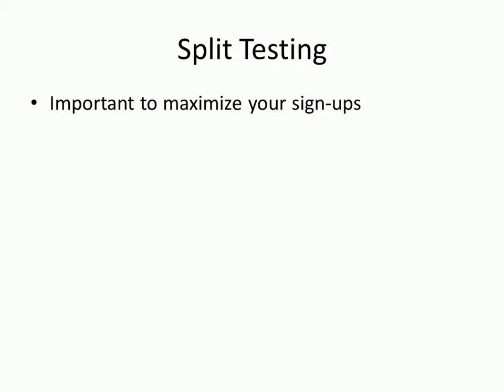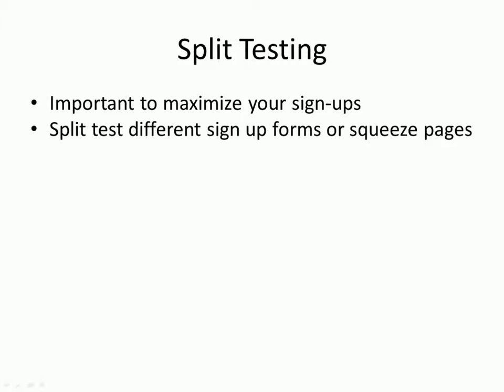Now, split testing is very easy to do. You need to split test different sign up forms or squeeze pages. So you create 2 squeeze pages, one slightly different from the other. You might change the headline, you might change the photo, you might change the position of the sign up form, you might change the free gift that's offered, and so on. You change one thing at a time, change each different thing, and then you drive traffic and you see what the result is.